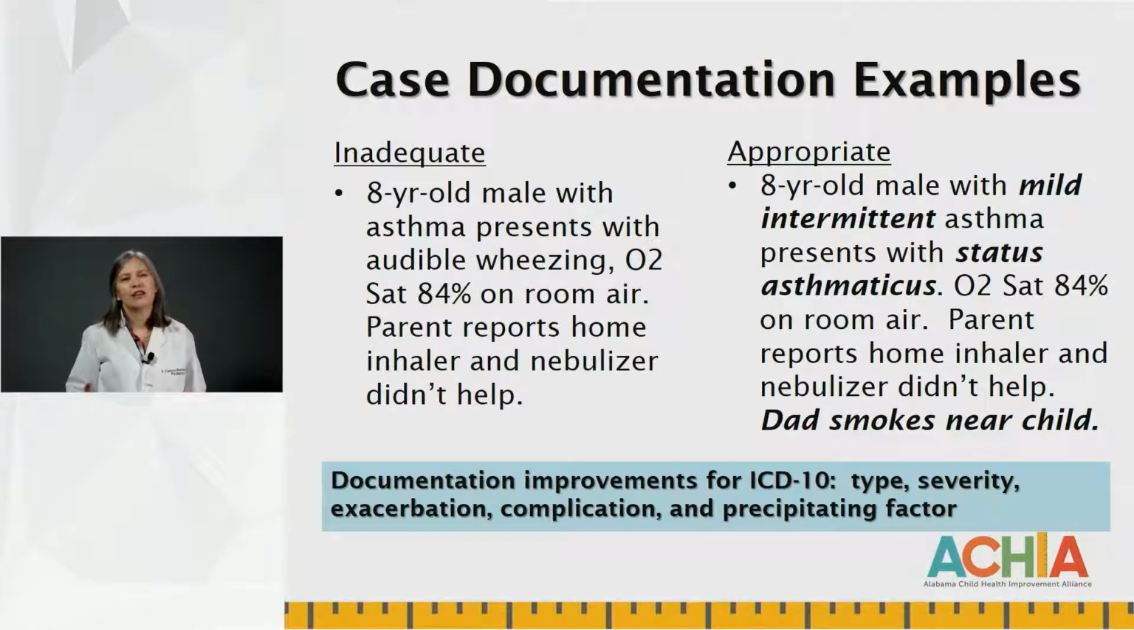And so how does this look in documentation? Now when you're documenting the visit, you want to talk about the severity and the persistence, so mild, intermittent. You want to talk about the level of exacerbation. This patient is status asthmaticus. And then you see the external factor of the child being around cigarette smoke is included as well.